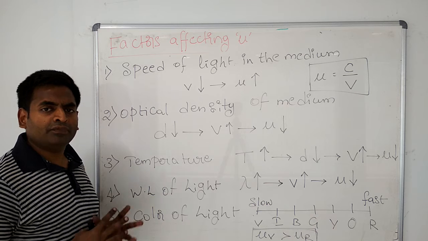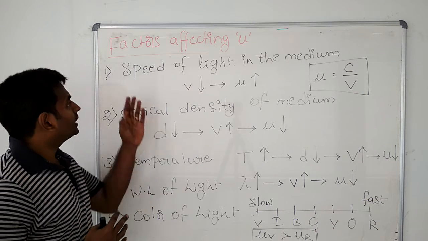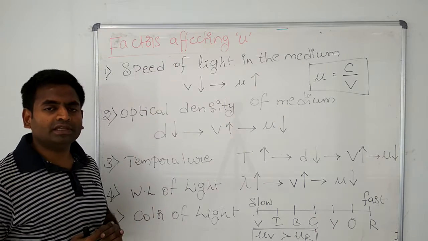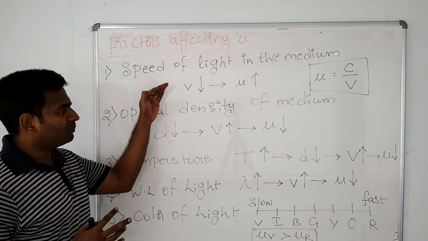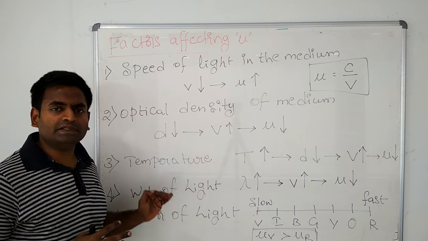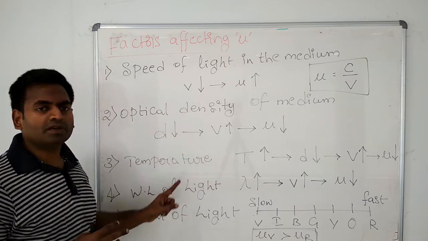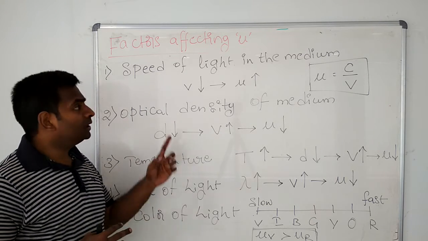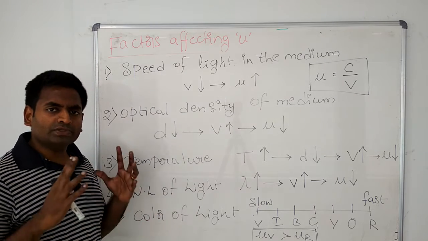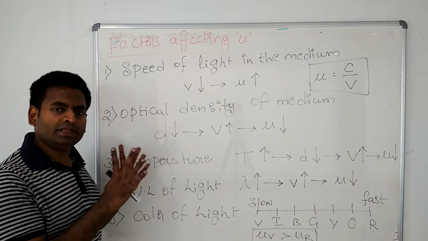Let us look at a very important topic, that is, what are the factors affecting refractive index or mu of a given medium. This topic is very important in your ICSE board. Definitely one marker is going to come from all these 4-5 top factors that we are going to discuss today. So please pay attention, and this is very easy.